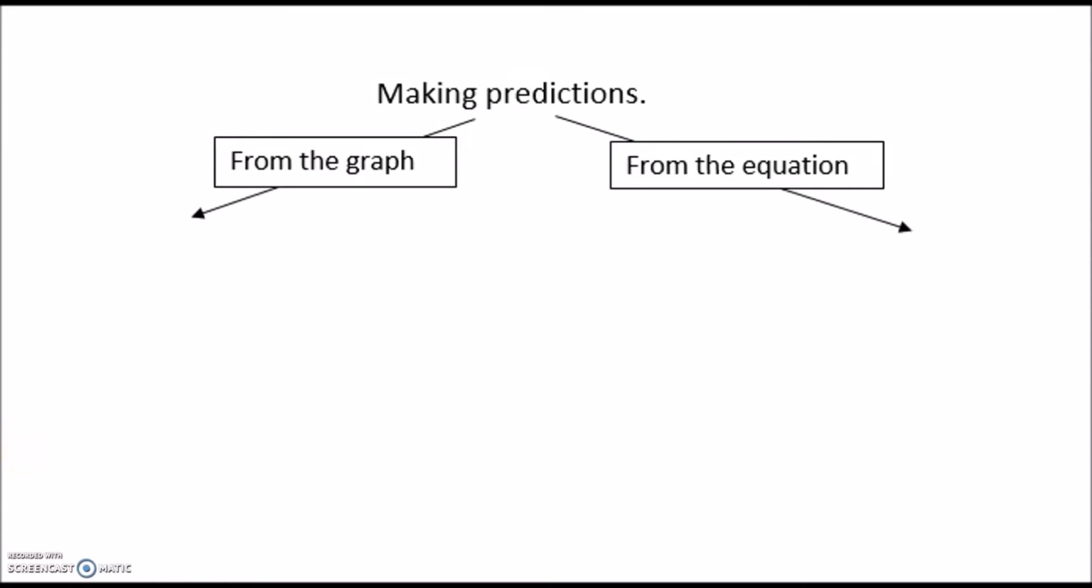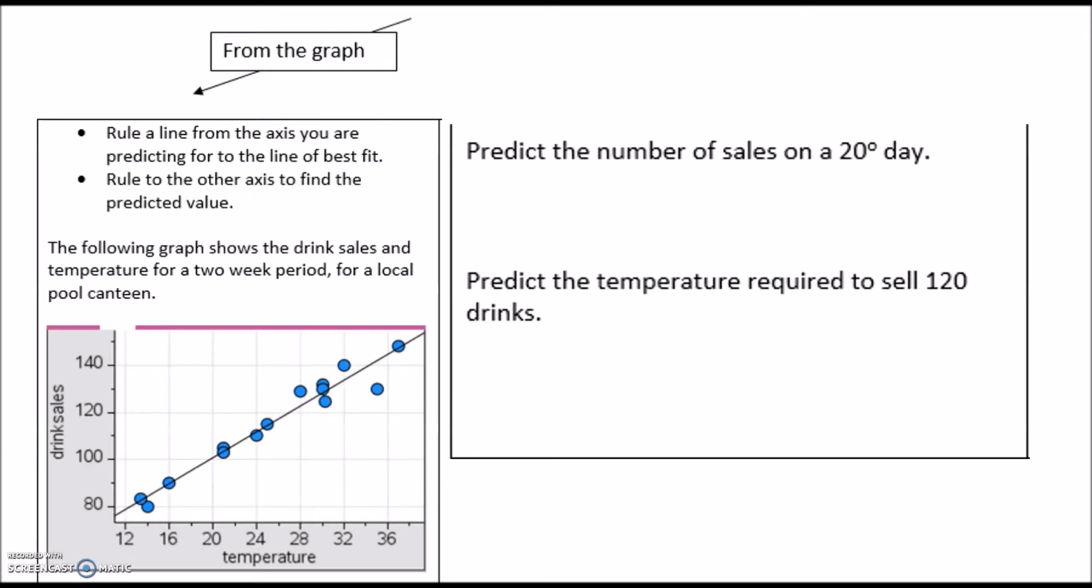So here we're looking at making predictions either from the scatter plot or the graph, or finding the regression line and then predicting from that equation. We'll do from the graph first. What you need to do when you're predicting from the graph is you rule a line from what you're trying to make a prediction for to the line of best fit or to your regression line. You then rule that over the other axis to find the predicted value.